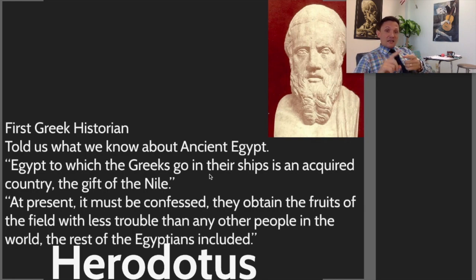Now, he said that Egypt, to which Greeks go in their ships, is an acquired country, the gift of the Nile, right? Basically, he's saying that Egypt is a country that is a gift from its natural habitat, and is an acquired country because by this point, the Greeks actually had taken over Egypt, under Alexander the Great. Now, at present, he says, it must be confessed they obtained the fruits of the field with less trouble than any other people in the world, the rest of the Egyptians included.